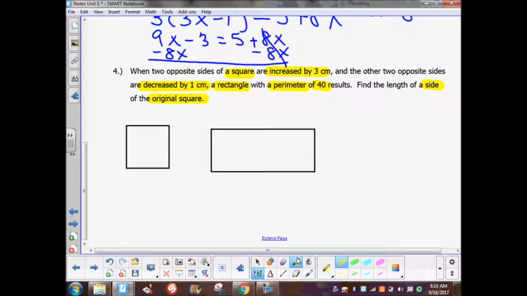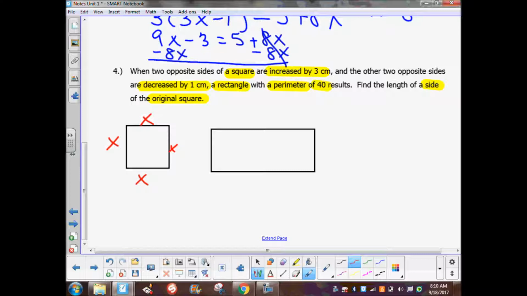And we know that in a square, all the sides are the same, right? Do we know specifically what the length of the side of the square is? We don't know anything about it, so we're going to call it X. All the sides are the same, so we're going to call them X. Now they do a little something to the length and the width, and then all of a sudden we change that square to a rectangle.